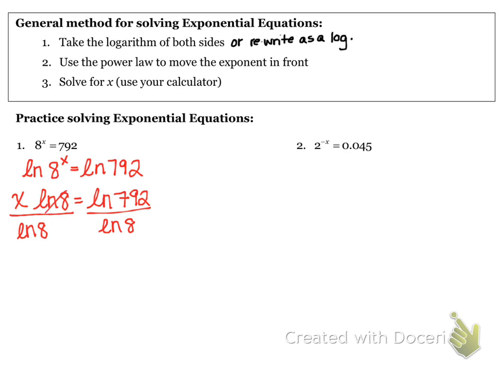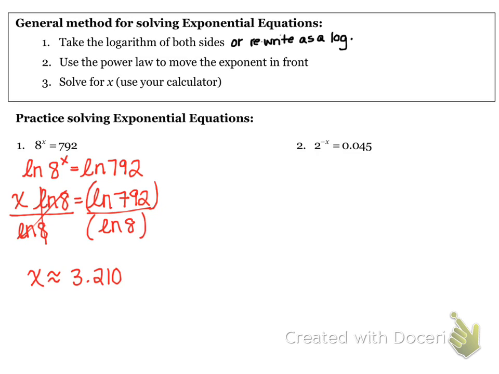And this is where the calculator comes into play. So x equals ln of 792 divided by ln of 8. Just be sure in your calculator you use parentheses so you're telling it to do what you want. So x equals about 3.210.